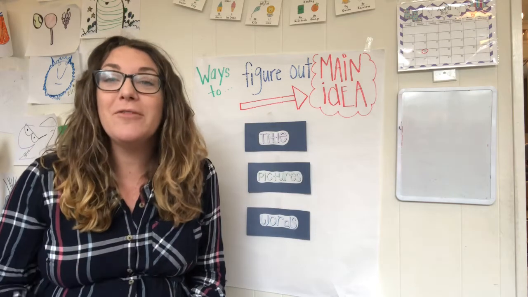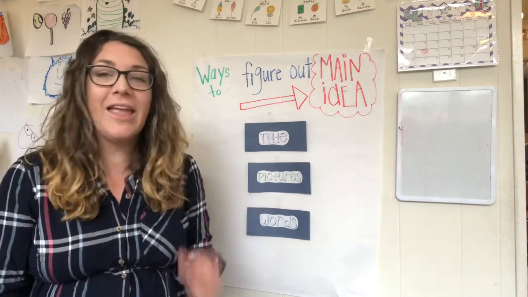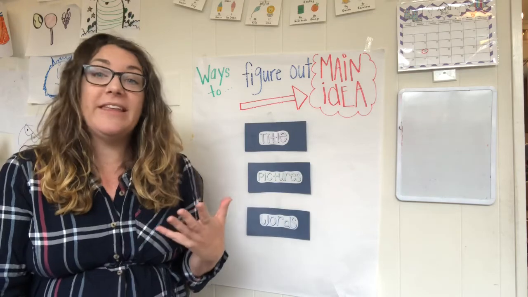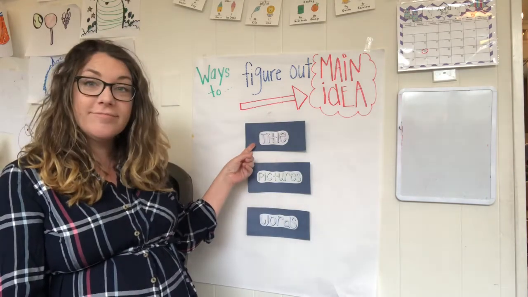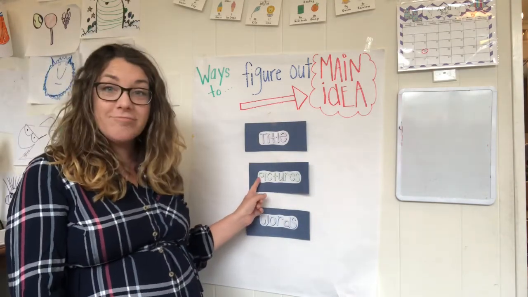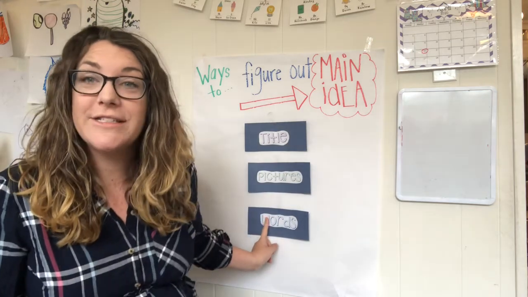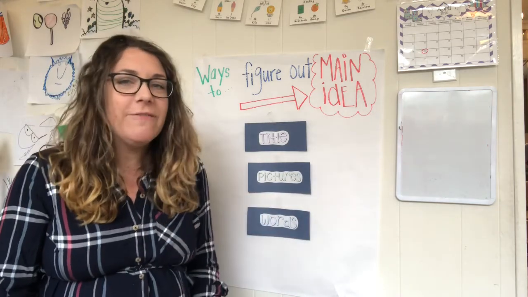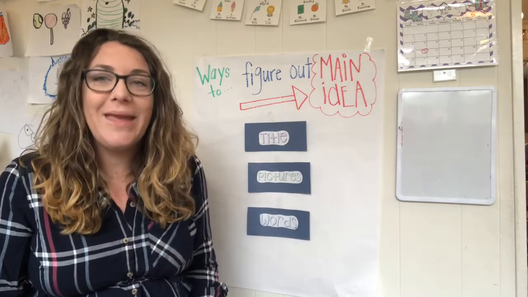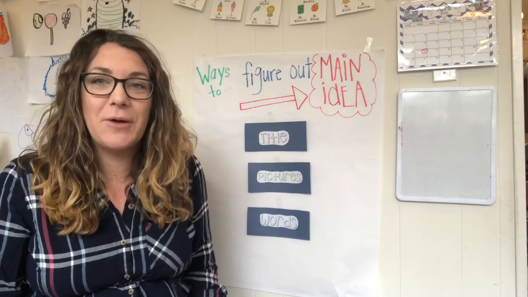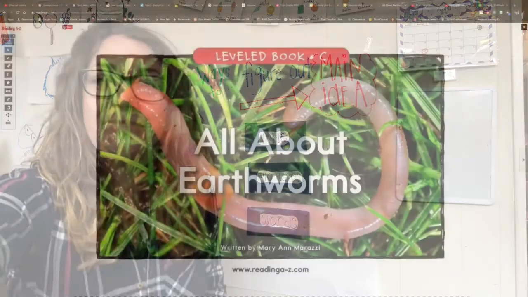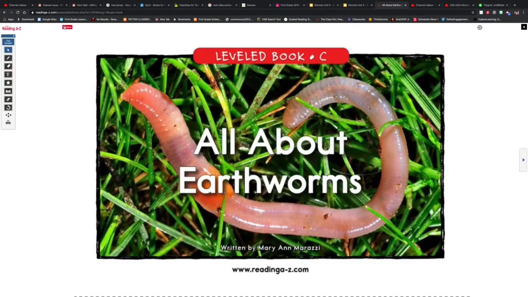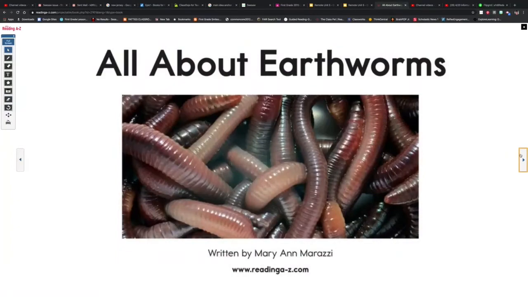Right now, I'm going to read a story to you. And I want you to be thinking about the title, the pictures, and the words, and see if you can figure out what the main idea of this book is. All About Earthworms, written by Mary Ann Marazzi. All About Earthworms.